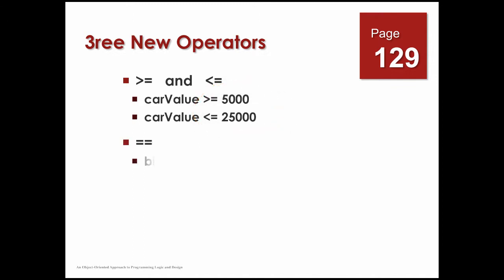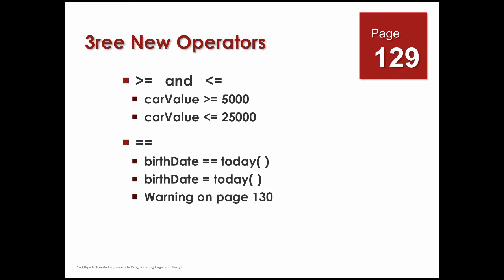The double equals is a comparator. So we say, is your birthday equal to the function called today? So we take today's date and we compare it with your birthday, which you entered. We can also say that birthday equals today, and that's not the same thing. In the first expression, we're saying, okay, we've calculated what today is, and we're going to compare that with your birthday. In the second expression, we say, we've calculated what today is, and we're going to put it in the variable called birthday. Look at the warning on page 130, please.